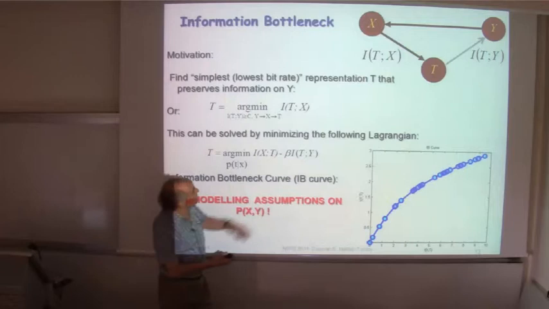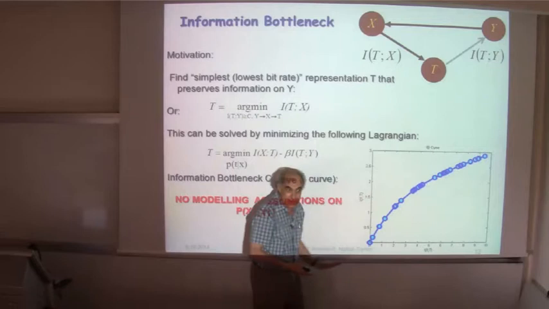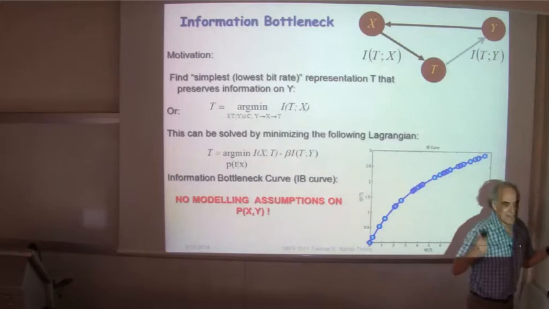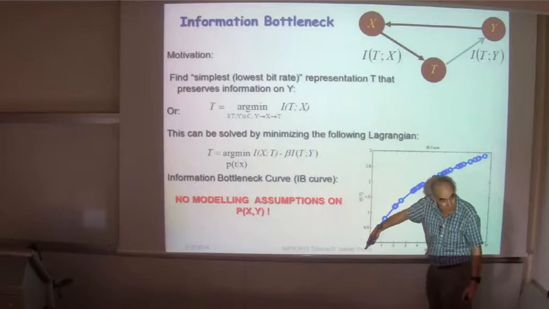So the information that T has about Y can never be more than the information that T has about X. Which means that in this plane there's some finite critical beta, in the language of physicists, below which you are not going to see anything. So what we actually do is some sort of annealing. We start from very low beta, or high temperature, and don't see anything, of course, and then start cooling, increasing beta, and then at some critical beta the curve starts to climb.